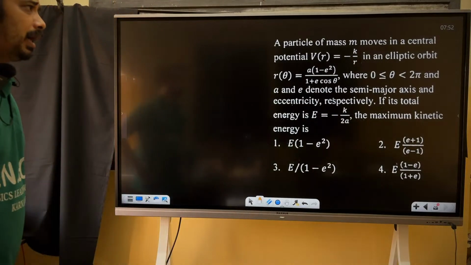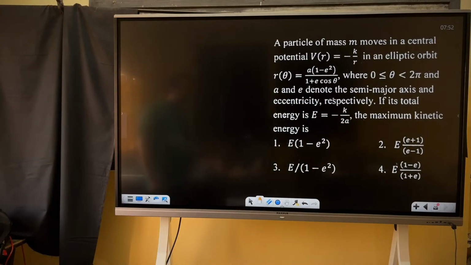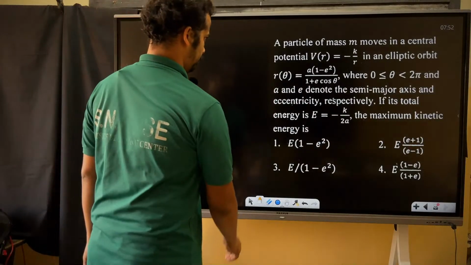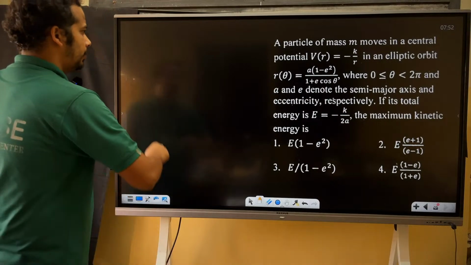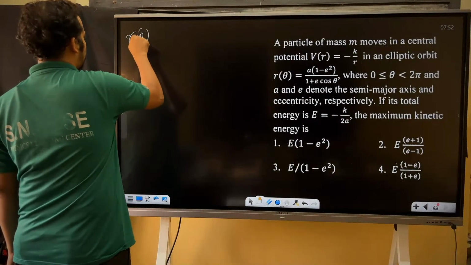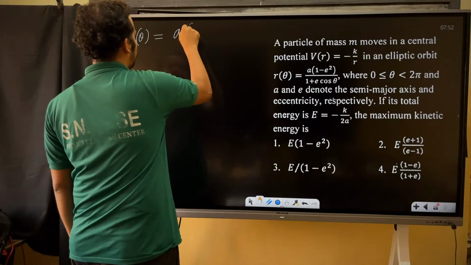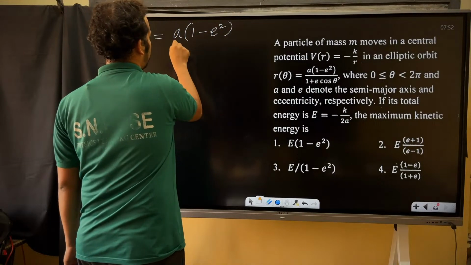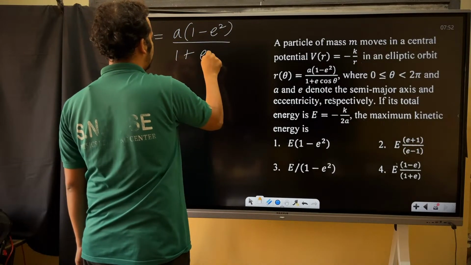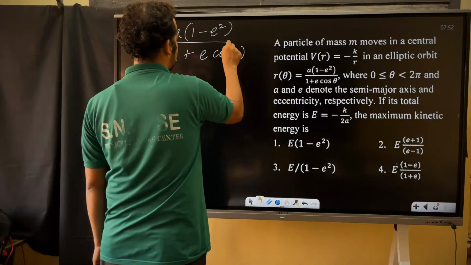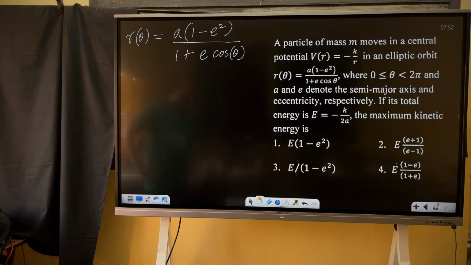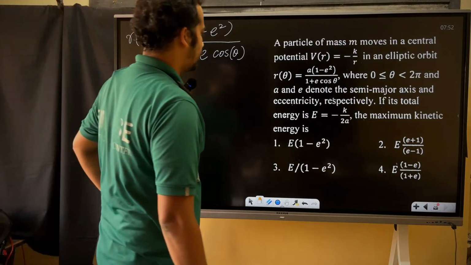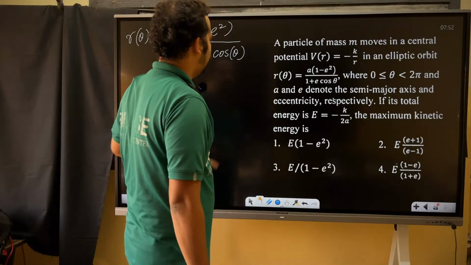A particle of mass m moves in a central potential V of r equals minus k by r in an elliptic orbit. Usual Kepler problem. Where r of theta is given as a into 1 minus e square whole divided by 1 plus e cos theta, where theta is between 0 to 2 pi, and a and e denote the semi-major axis and eccentricity respectively. We know this one.